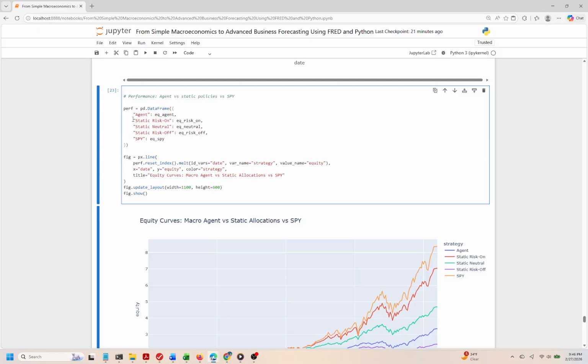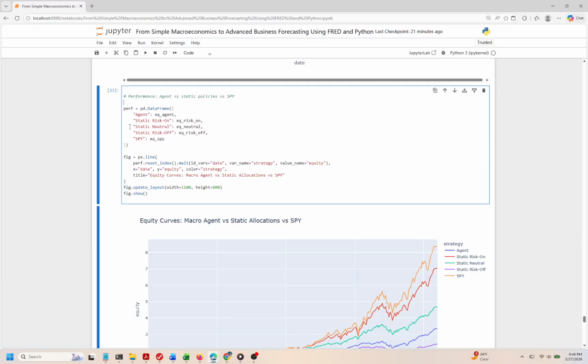The first step here involves creating a data frame that consolidates the performance data. We have several strategies lined up: the agent's performance, labeled simply as agent, along with various static strategies such as static risk on, static neutral, and static risk off. We also include the performance of the SPY, which serves as a commonly accepted benchmark for equity performance. By organizing this data within a single data frame, we set up the framework for a clear visual comparison.